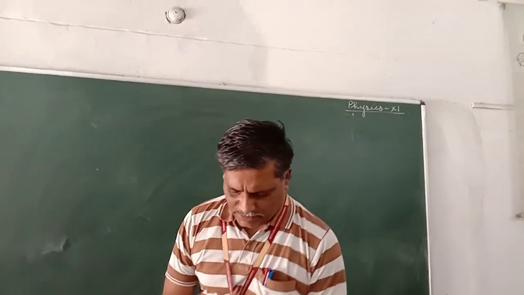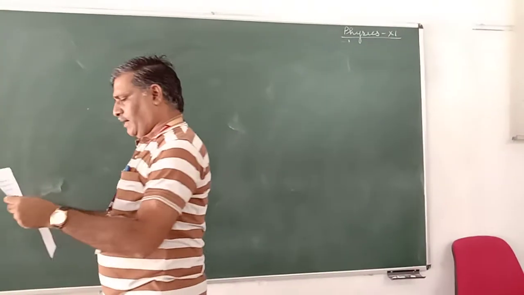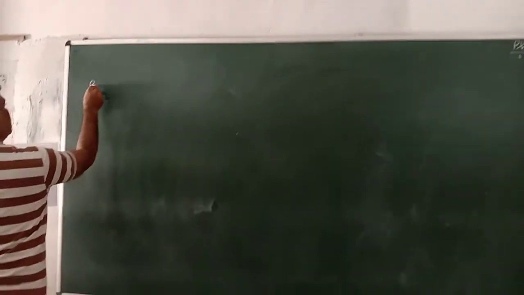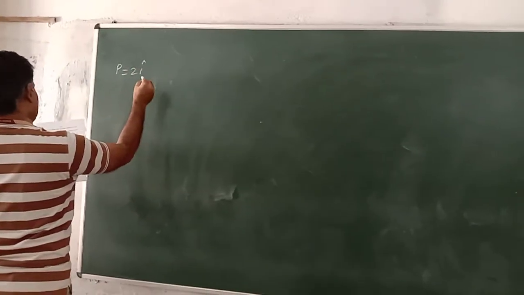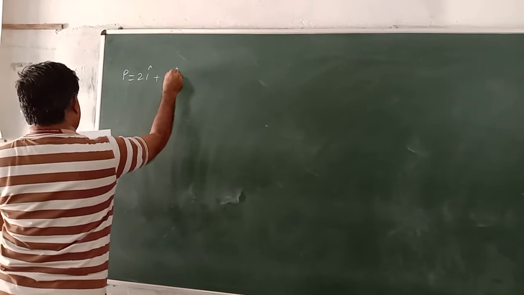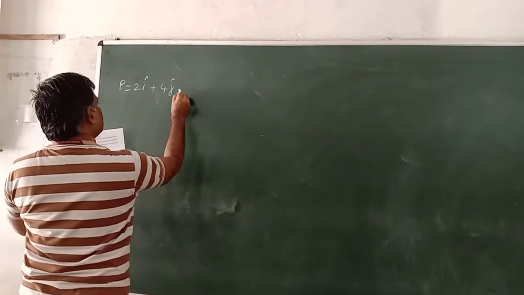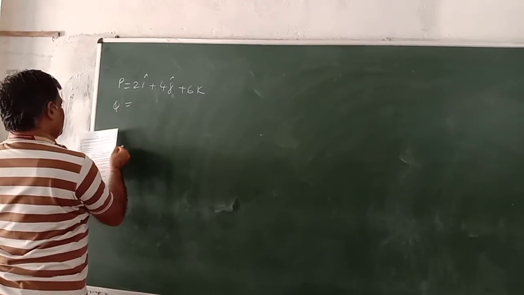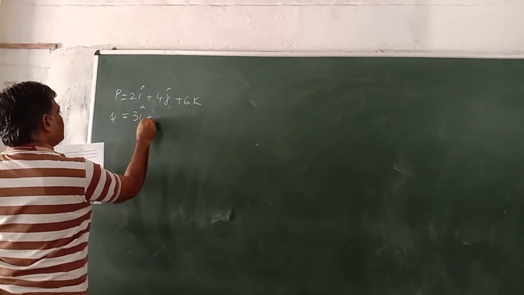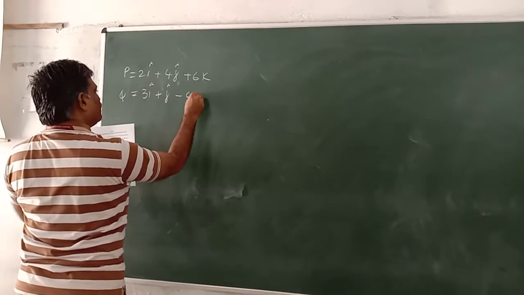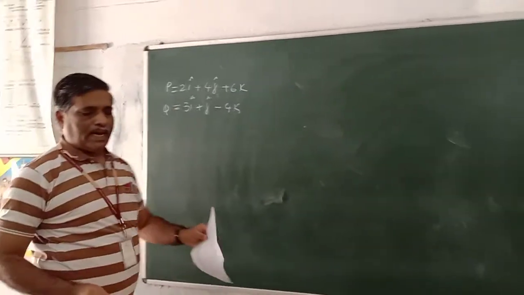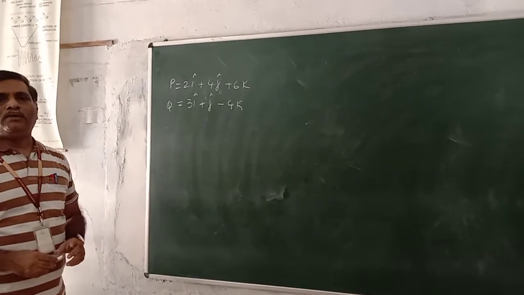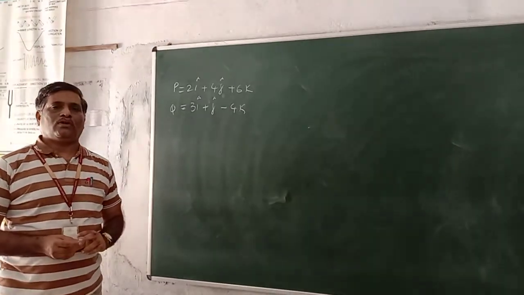Vector is given. Calculate angle between. Find out angle between two vectors. P is equal to 2i plus 4j plus 6k. Q is equal to 3i plus j minus 4k. We want to find out angle between these two vectors. Whenever we want to find out angle, we always use scalar product or dot product.